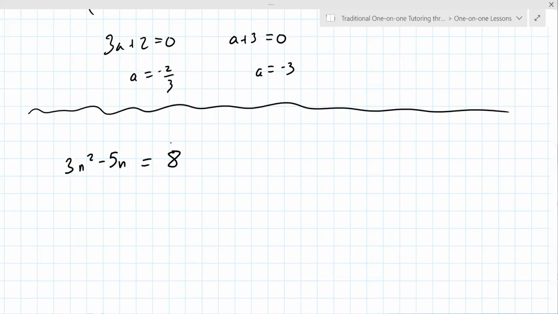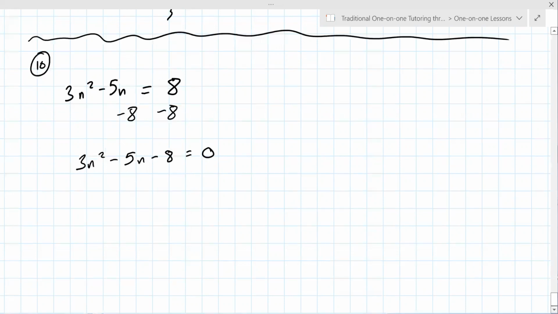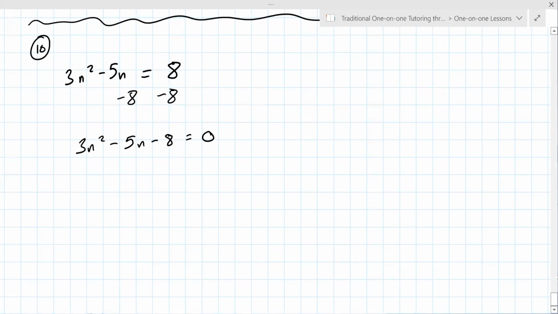So this is another problem on your worksheet. I've written it exactly the way it is on your worksheet. It's number 10, by the way. The problem here is there's an 8 over here. You have to get everything on one side of the equation. You can't even begin to do these problems until everything is on one side of the equation. So you have to choose here.